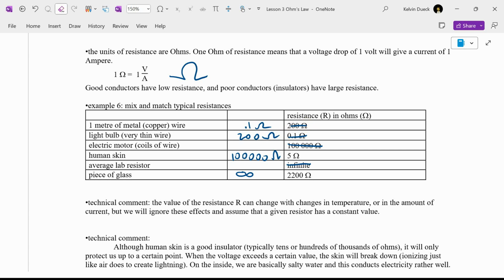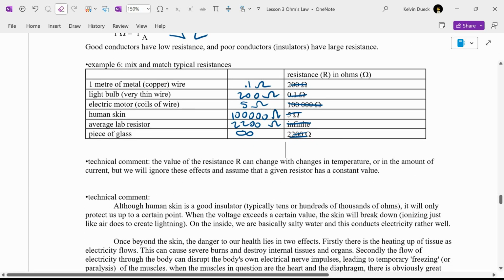Electric motor, we don't want to run hot. It has a very low resistance. They're usually anywhere from 5 to 25 ohms. Electric motors don't get very warm. You can run an electric drill full and you can still put your hand on it and not burn your hand. And an average lab resistor, they're usually in the kilo ohm range. So you can get them 1 kilo ohm, 2 kilo ohm, 10 kilo ohm, 100 kilo ohm. Again, you don't need to know that. That was just to give you an idea of what's big or what's small.